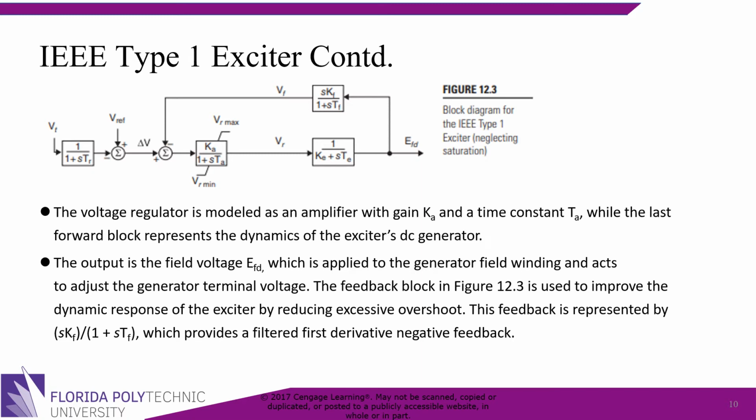The voltage regulator is modeled as an amplifier with gain Ka and a time constant Ta, while the last forward block represents the dynamics of the exciter's DC generator. The output is the field voltage EFD, which is applied to the generator field winding and acts to adjust the generator terminal voltage. The feedback block in figure 12.3 is used to improve the dynamic response of the exciter by reducing excessive overshoot. This feedback is represented by sKF over 1 plus sTF, which provides a filtered first derivative negative feedback.